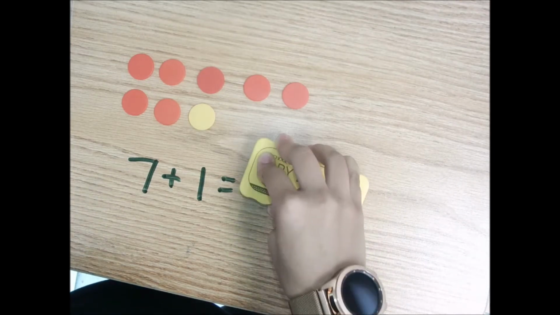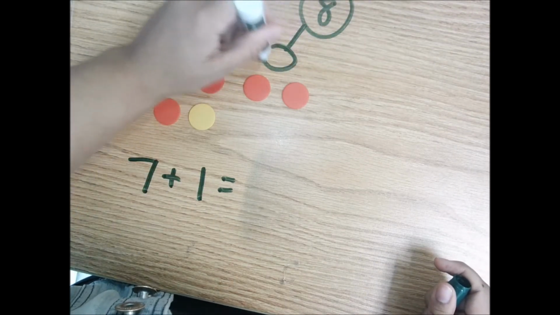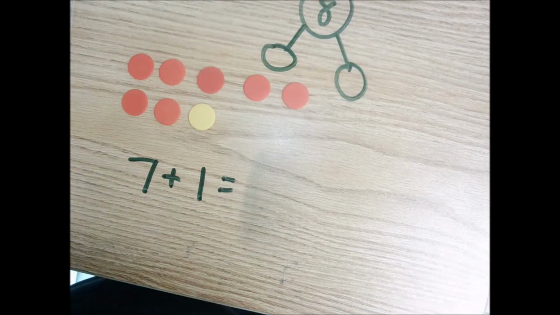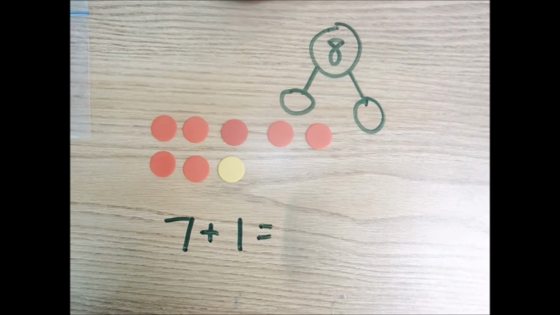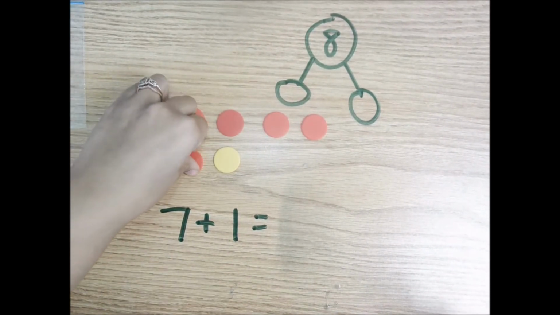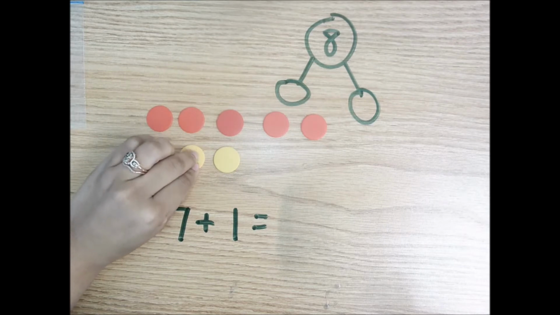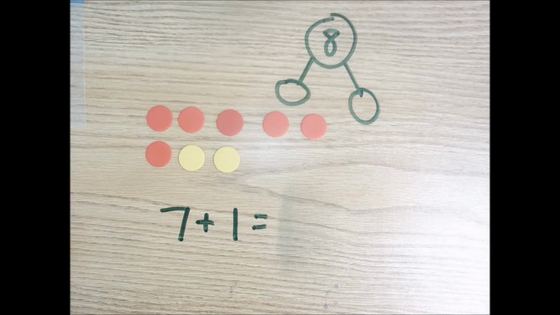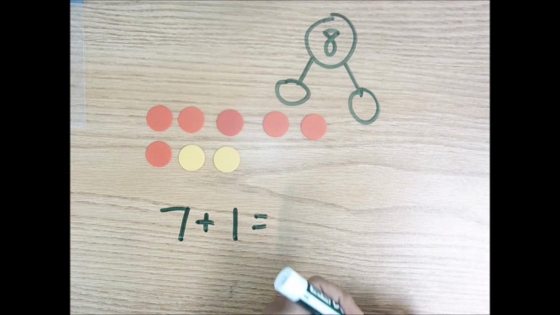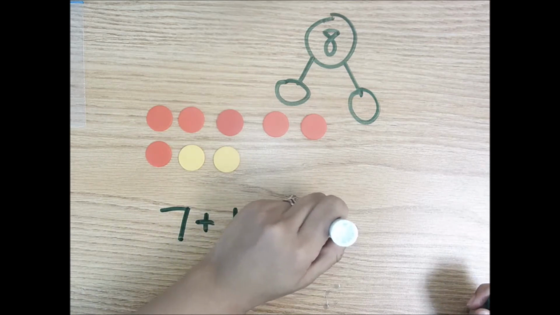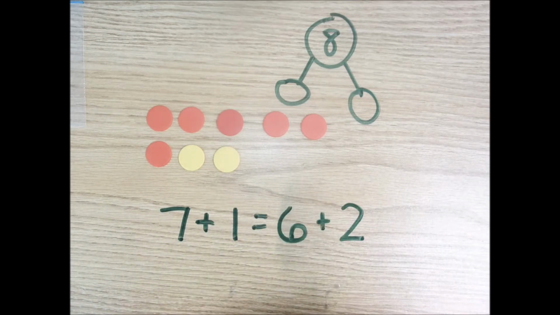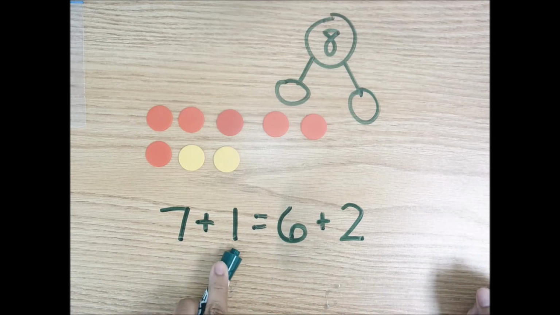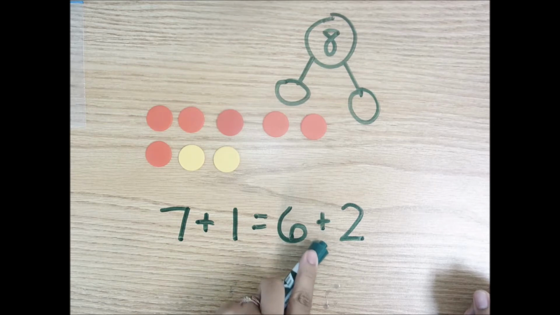Let us now write our whole. Let's write another way to make 8. 8 still being our whole, but we're going to put different parts in our number bond. Okay? So, watch what I do here. Do I still have 8 counters? I do, yes. What are my parts now? Great job. There are 6 and 2. Let's read this. 7 plus 1 is equal to 6 plus 2.